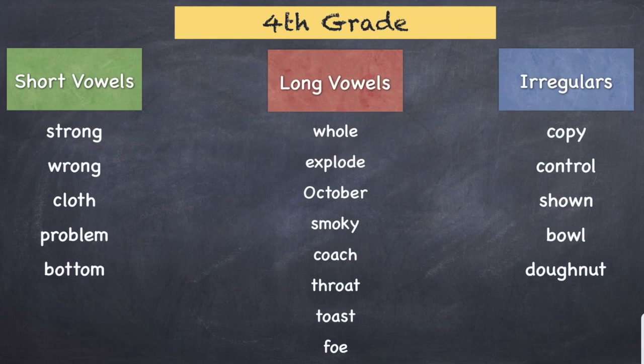Let's go. All right, fourth grade words. Here we go. We got three categories: short vowels, long vowels, and irregulars. For these words, they are broken down into the short vowel sounds, and you hear the sound ah here in these four words. Bottom, we kind of say bottom because we get lady, but bottom, we're going to phonetically say it correctly. And problem, the E is short, saying the short vowel sound as well.